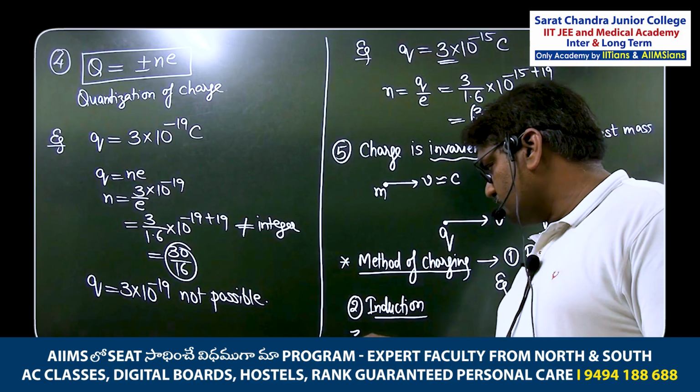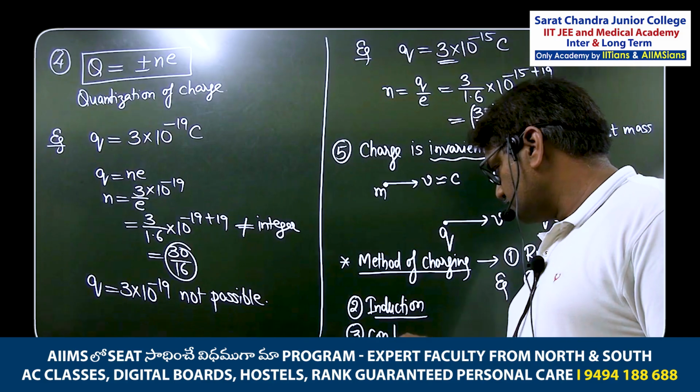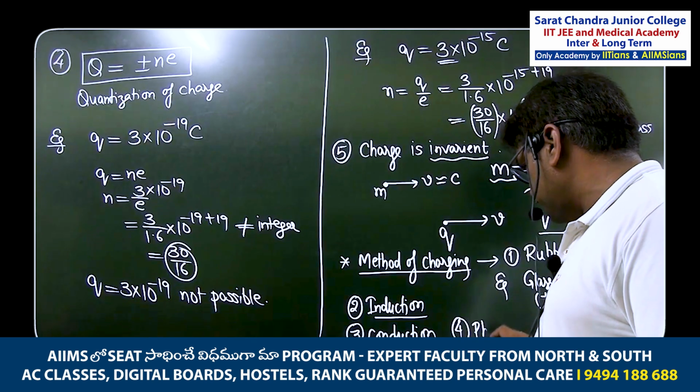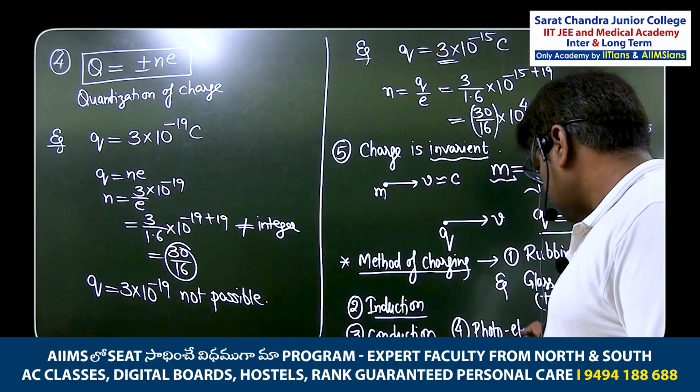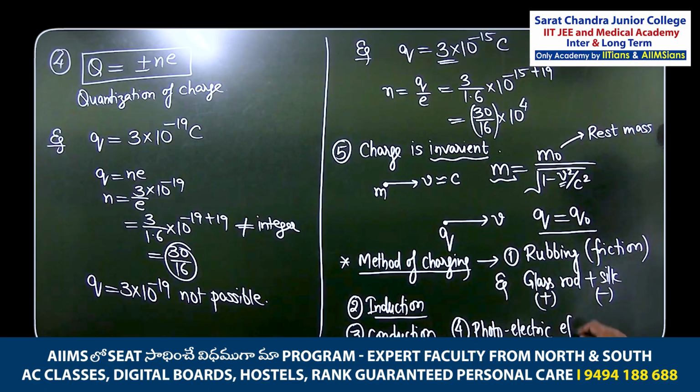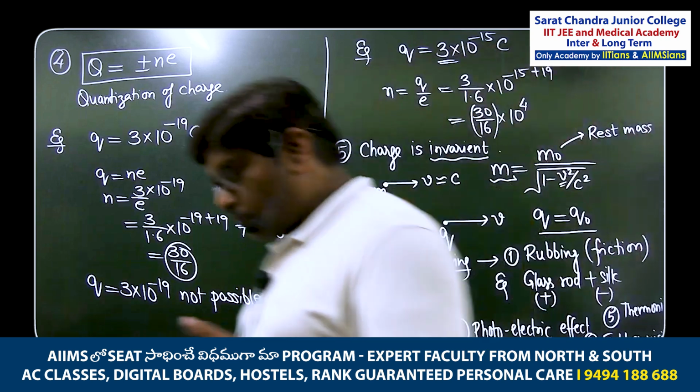Third method will be conduction. Fourth method can be the photoelectric effect. By the photoelectric effect also we can charge the body. Fifth one is thermionic emission. Sixth one is field emission. So many methods are there by which we can charge the body.